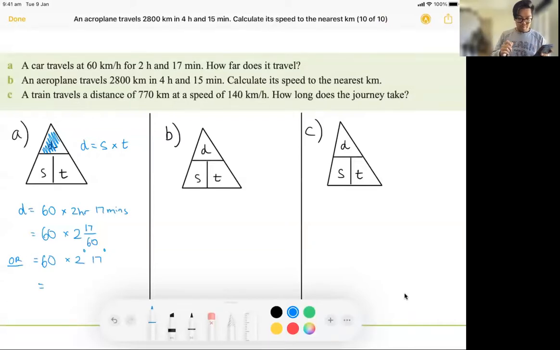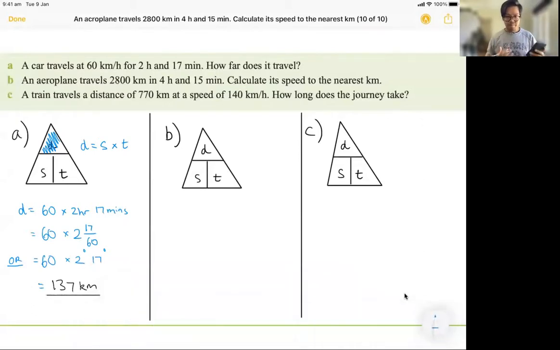And here, what I'm going to get is 137 kilometers. And that there should be my answer. Okay, cool. Let's take a look at the next one.